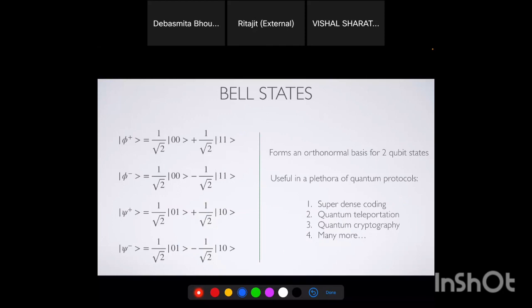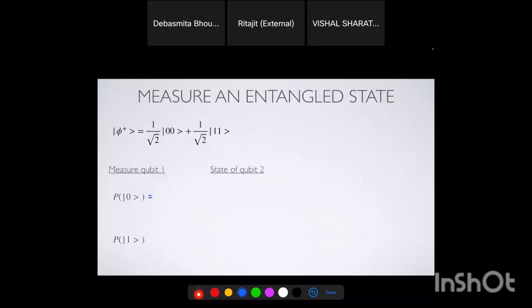What happens when you measure an entangled state? Well, suppose you and I have these two qubits entangled. You are at your home, I am in my home. We don't know where we are actually. And I measure my qubit. Suppose I have the first qubit, you have the second qubit. I measure my qubit. What is the probability of getting 0? Modulo square of the amplitude. Half.